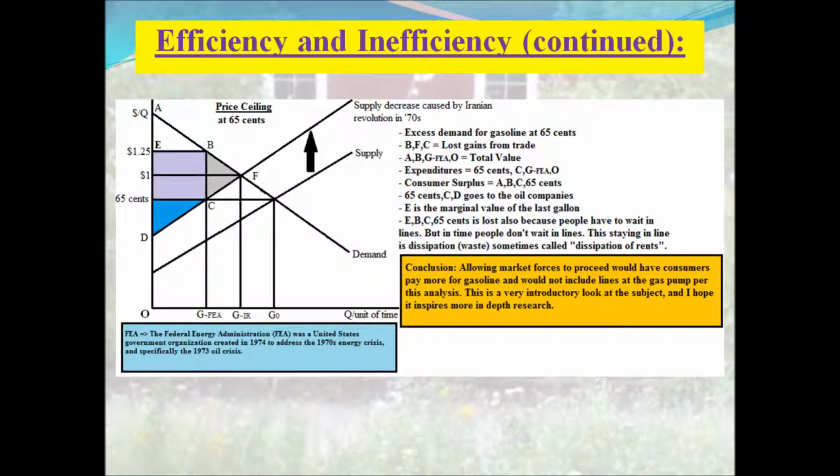Let's look at what that may have resulted in. First, there is an excess demand for gasoline at 65 cents now. Points B, F, and C outline lost gains from trade. That is the gray area.